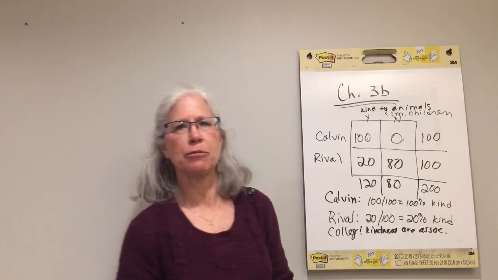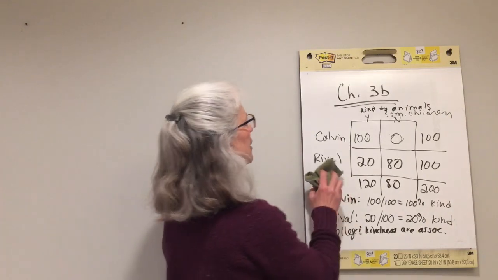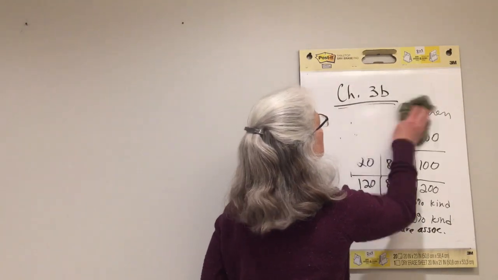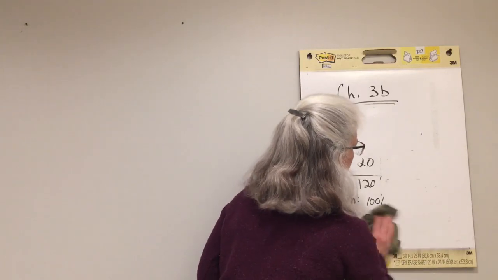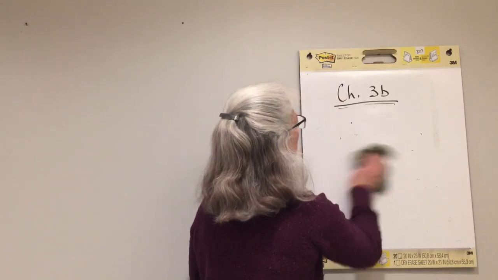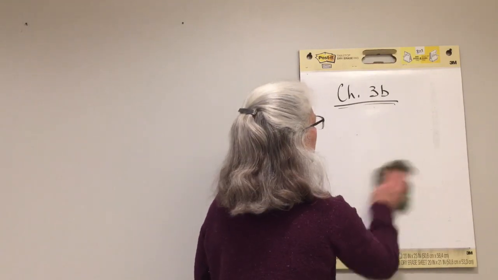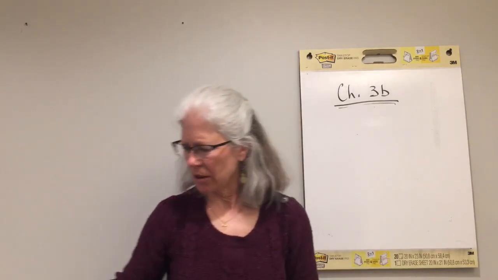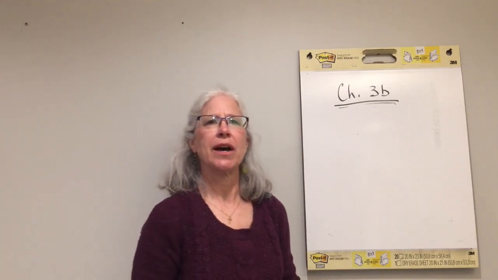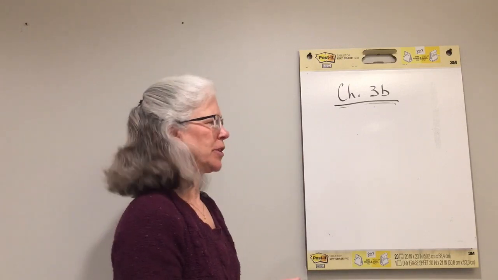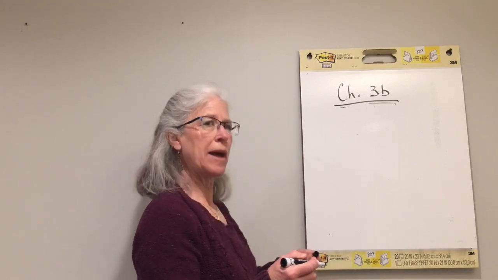So that's the first part of chapter 3b. The second part is called Simpson's paradox. Simpson's paradox is when there's a certain relationship that holds, and once you take a lurking variable into account, you realize that the relationship is very different from what you thought. So just for an example, let's say I gave you two basketball players.